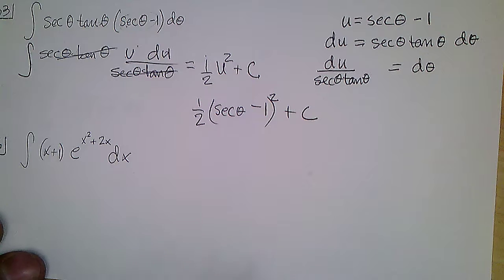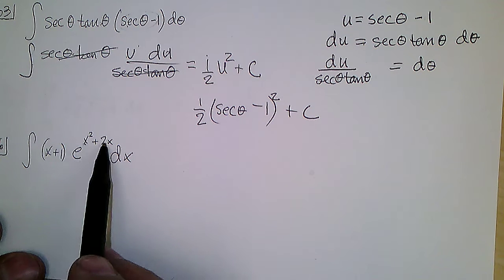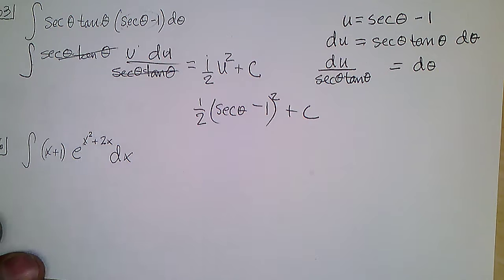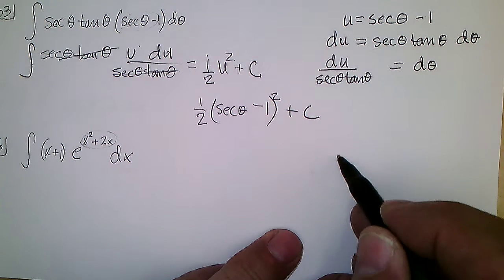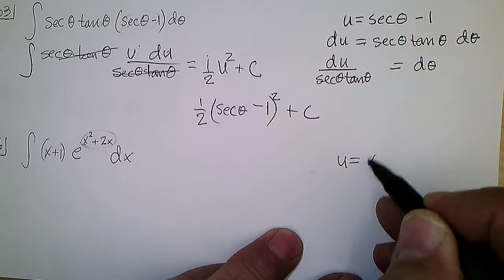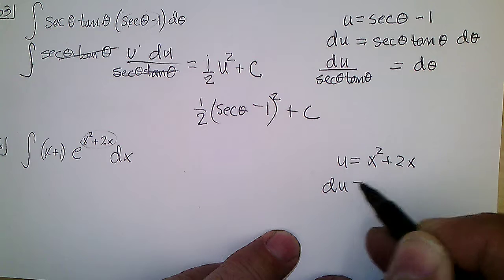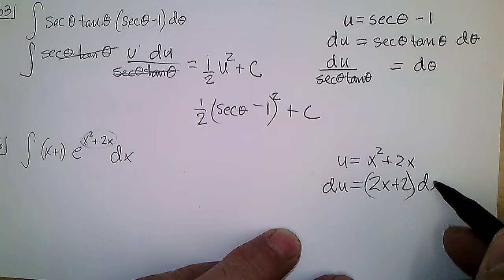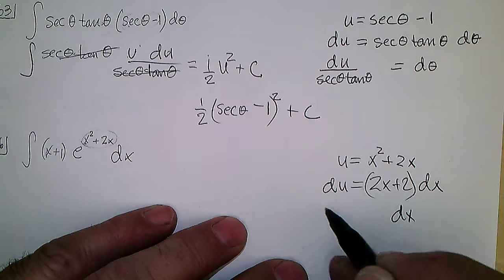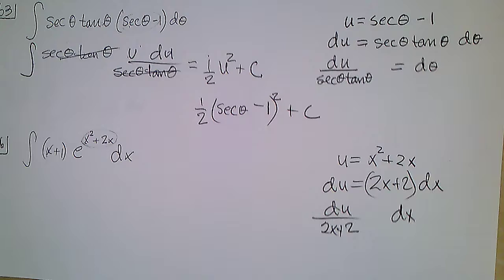All right. Well, the derivative of this is going to be 2x plus 2. If I factor out a 2, it's going to be x plus 1. Oh, so I think I want to leave u be that. U equals x squared plus 2x. Du equals 2x plus 2 dx. So dx is du over 2x plus 2.